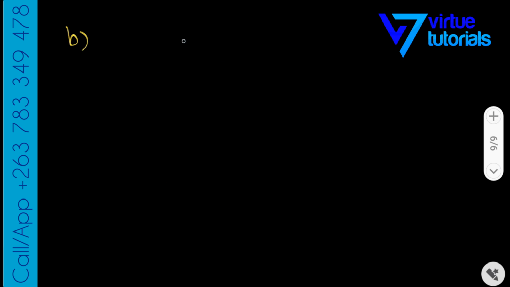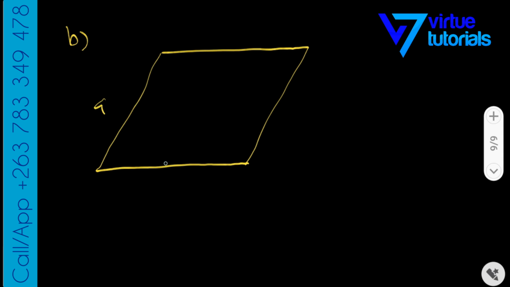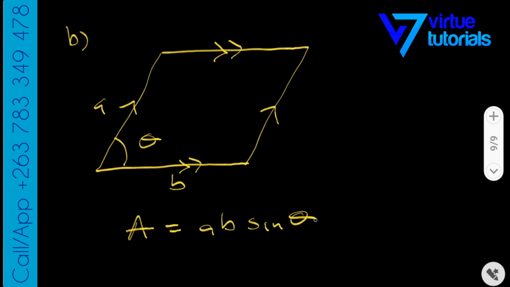There are some cases where you are not given the perpendicular height. So you have A, you have B, and then you have an angle theta in between A and B. In such a case, the area is given by A times B times sine of the angle theta. So area of a parallelogram is AB sine theta. It can be base times height or AB sine theta depending on the situation.